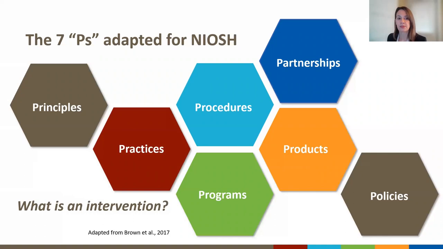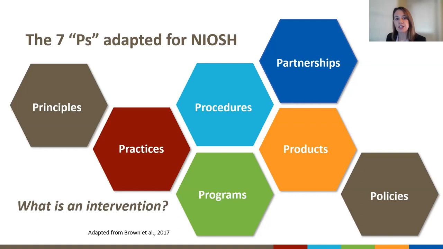So as noted on a previous slide, implementation research aims to generate generalizable knowledge about the processes of taking evidence-based interventions into sustained practice. But what do we mean by an intervention? Well, Brown and colleagues have conceived of evidence-based interventions in public health as being broadly defined as the seven Ps, which the NIOSH Translation Research Workgroup under the NIOSH Evaluation Capacity Building Plan activities has adapted, swapping out pills in their model for partnerships in our model as presented on this slide.